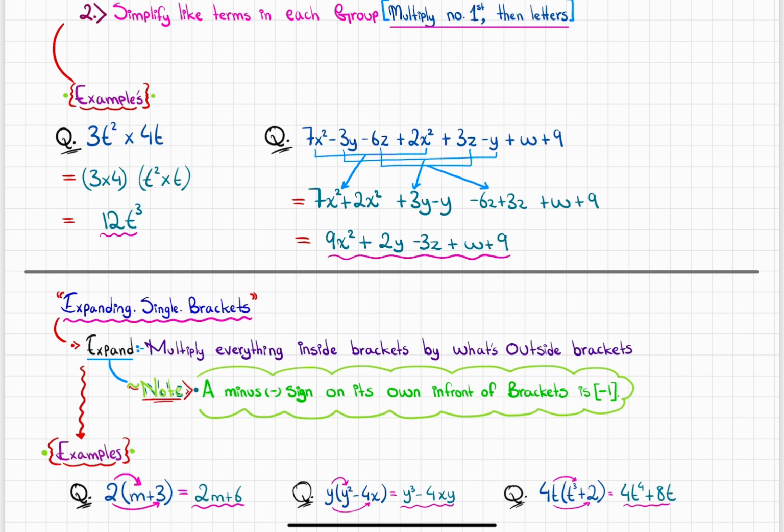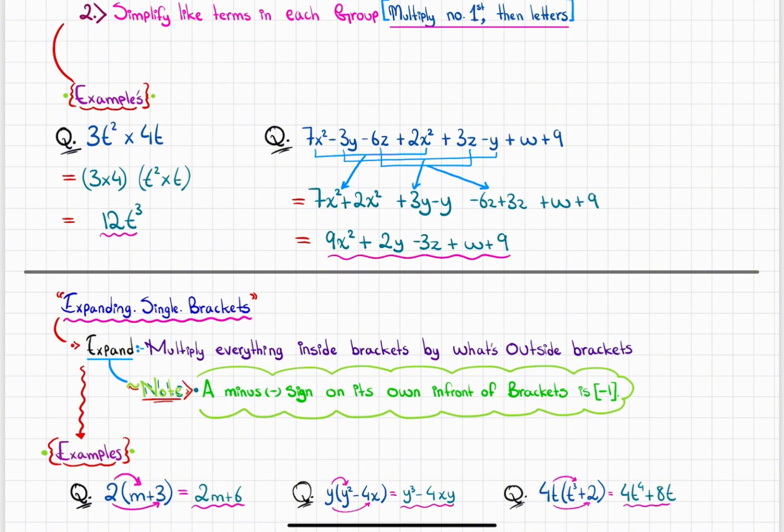The next example is a bit longer. 7x squared minus 3y minus 6z plus 2x squared plus 3z minus y plus w plus 9. Now it looks really complicated, but it's very simple. The first thing, just look at all the like terms and combine them. 7x squared and 2x squared, like terms on one side. 3y minus y on one side. Negative 6z plus 3z, one side. Plus w plus 9. These are the terms that are non-alike. They don't have any identical term with them, so we keep them together on the other side.